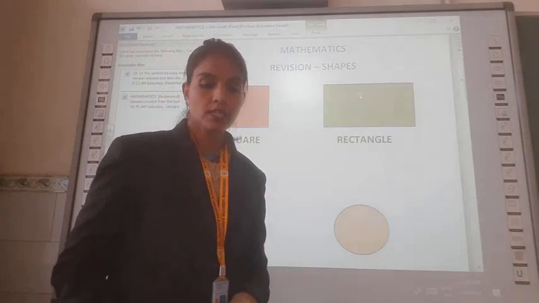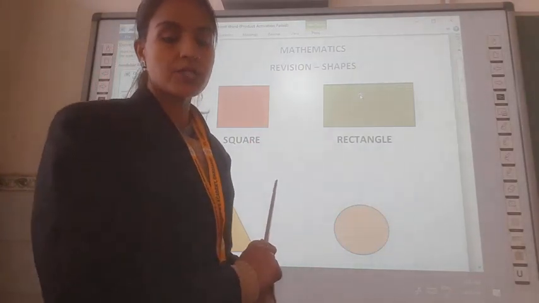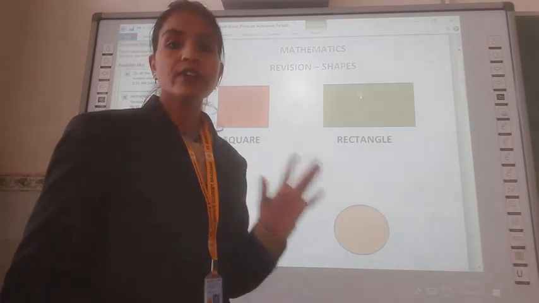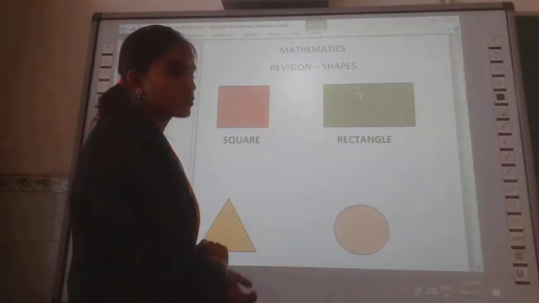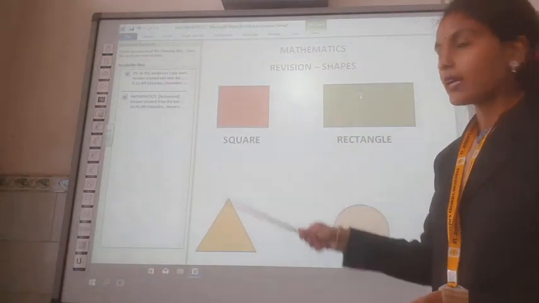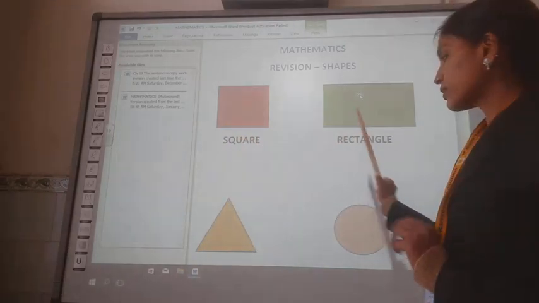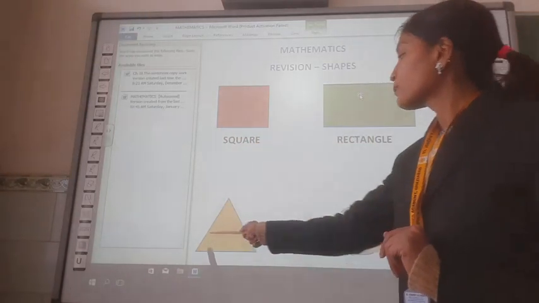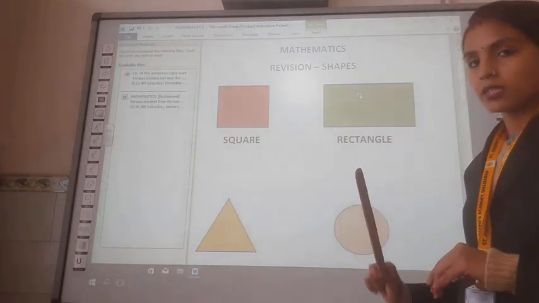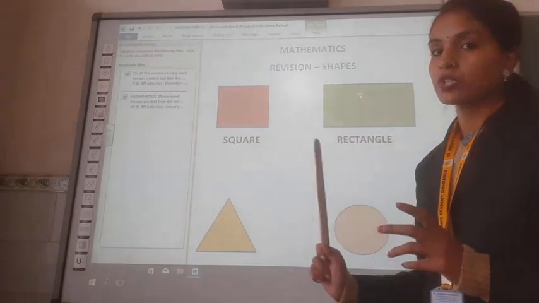Okay, so students, your homework is to revise this work, and you have to make a list of 5 things of each particular shape. For example, you will write down the heading shapes in your copy, then you will write 5 examples of square, 5 examples of rectangle, 5 examples of triangle and 5 examples of circle. You will make a list of 5 things of each shape.